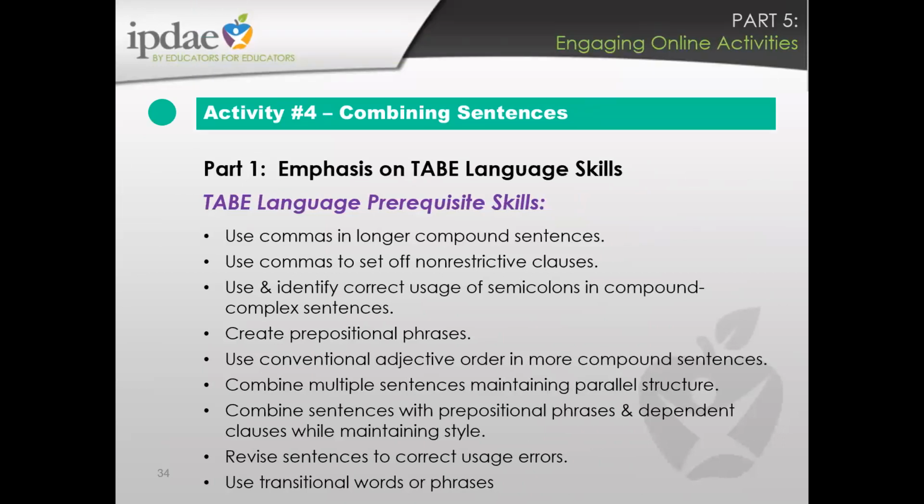Now, we begin with part 1 of the activity number 4. There are certain prerequisite skills for successful completion of this activity. Now, students must have already received instruction and demonstrated some degree of mastery of the language content that's listed on this slide. And yes, you will again notice that these are the emphasized TABE language skills on slide 27. Again, emphasized because these are tested TABE skills.